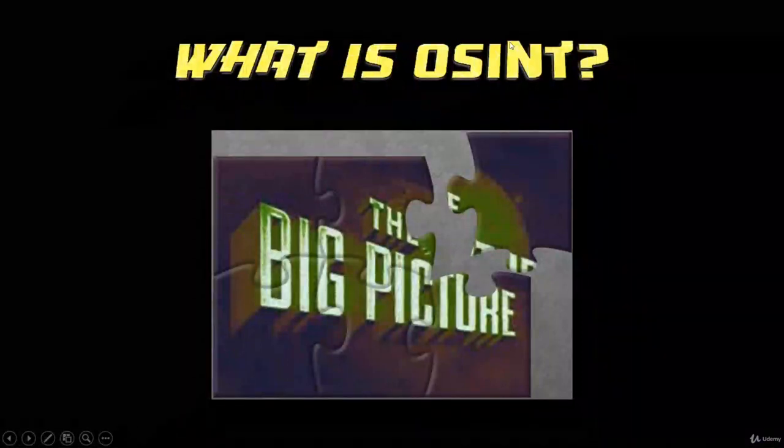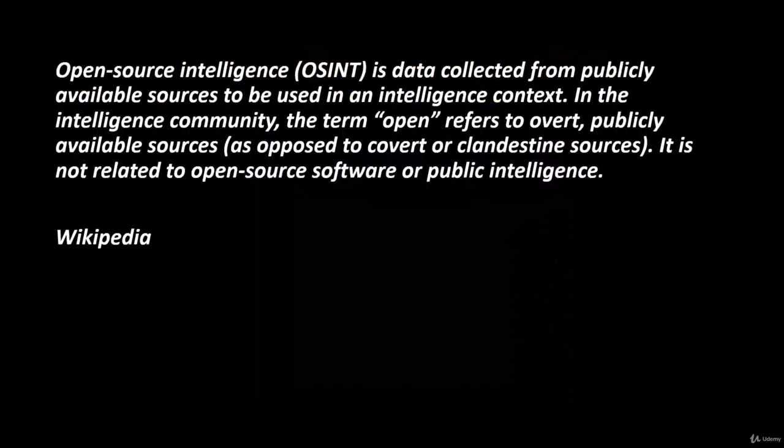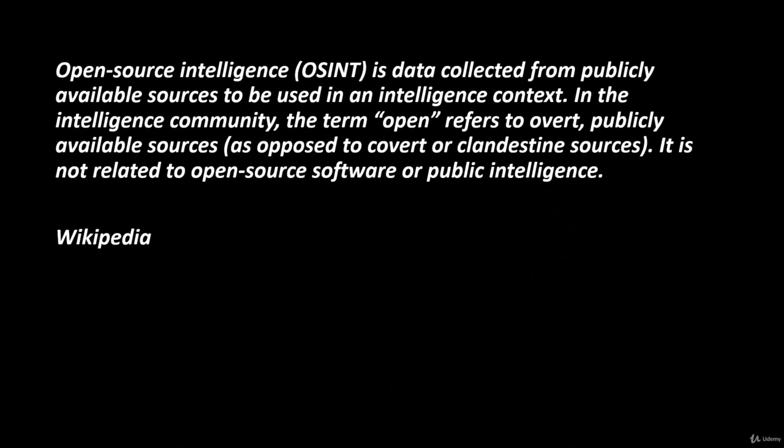In this video, we're going to be talking about what is OSINT and why it's important to, well, everyone. So first off, OSINT is defined from Wikipedia as: open source intelligence, or OSINT, is data collected from publicly available sources to be used in an intelligence context. In the intelligence community, the term open refers to overt, publicly available sources, as opposed to covert or clandestine sources. It is not related to open source software or public intelligence.